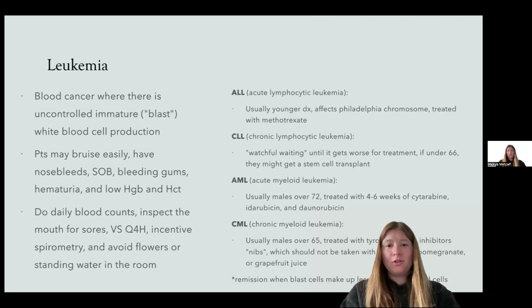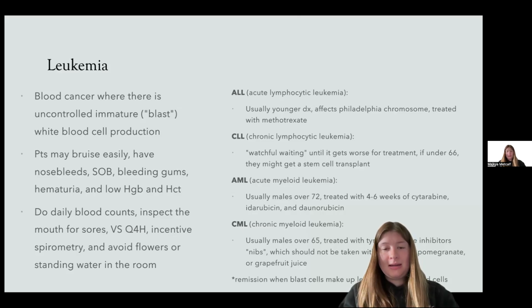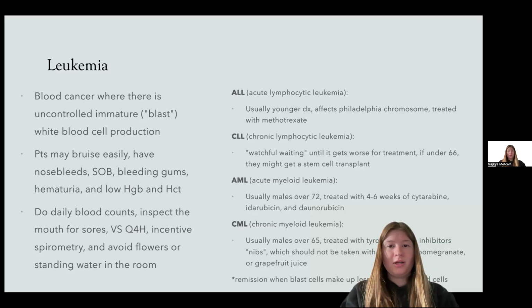We have 4 different types of leukemia. So the first one is ALL, which is acute lymphocytic leukemia. Typically, ALL is diagnosed at a younger age. It's not super frequent that we'll see this in older adults. ALL affects the Philadelphia chromosome, and we treat this with methotrexate.